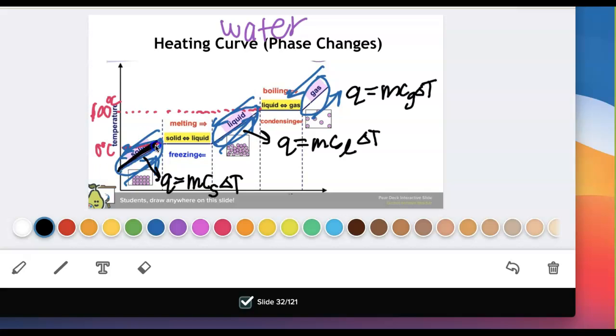So all along these lines, the diagonal parts are MCΔT. MCΔT, MCΔT, MCΔT. Why? Because temperature is changing. And that's our equation for heat when temperature is changing.